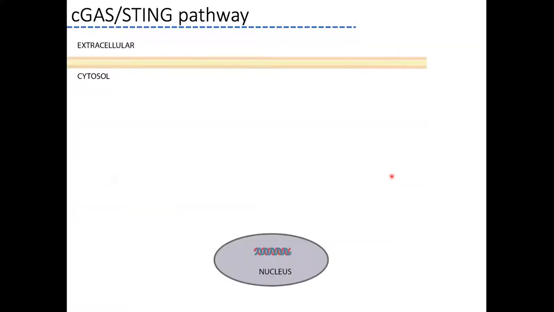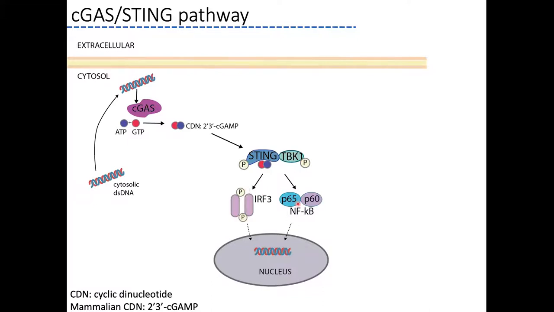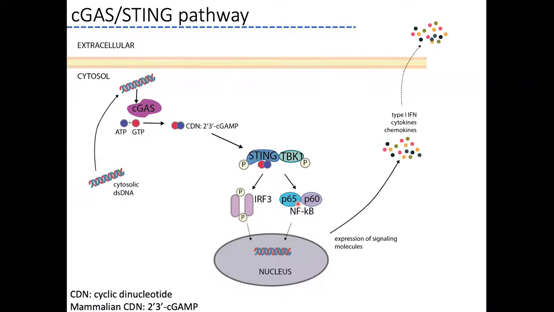So here's a very simplified overview of the cGAS-STING pathway. As we all know, DNA is usually compartmentalized in the nucleus or in mitochondria. However, upon certain insults, such as bacterial infections, viral infections or DNA damage, DNA can accumulate in the cytosol. And this can be recognized by the enzyme cGAS. cGAS then produces a cyclic dinucleotide, or CDN. You will hear a lot about CDNs in this talk, in particular one called cGAMP, from the building blocks ATP and GTP. The CDN then acts as a second messenger to activate STING. STING then recruits the kinase TBK1, and this complex activates the transcription factors IRF3 and NF-kappa-B. This results in the expression of signaling molecules, including type 1 interferons, cytokines and chemokines.